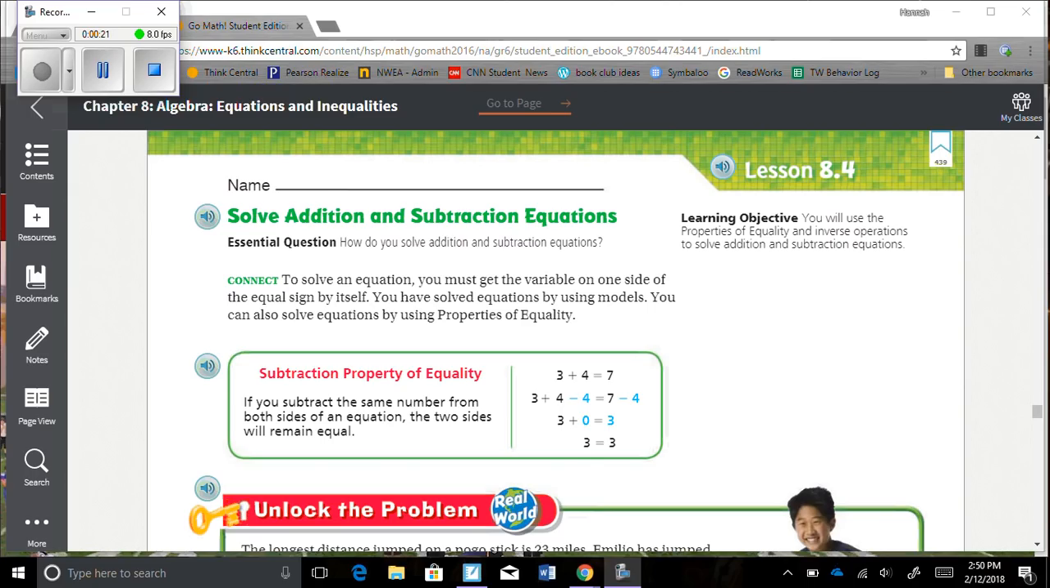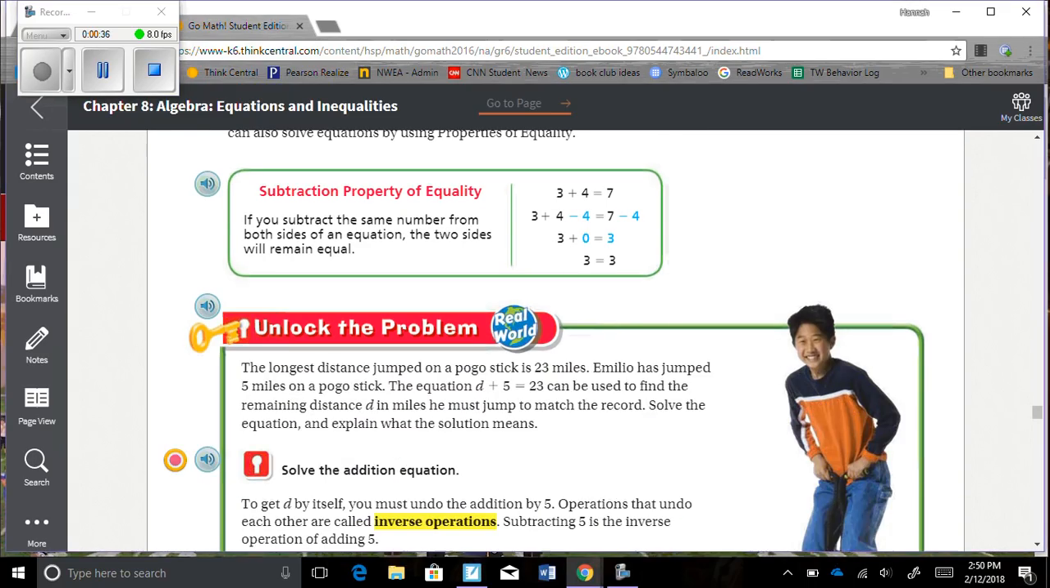To solve an equation, you must get the variable on one side of the equation by itself. So you need to move everything over to where you get one variable on the side by itself. You have solved equations by using models. You can solve equations by using properties of equality.